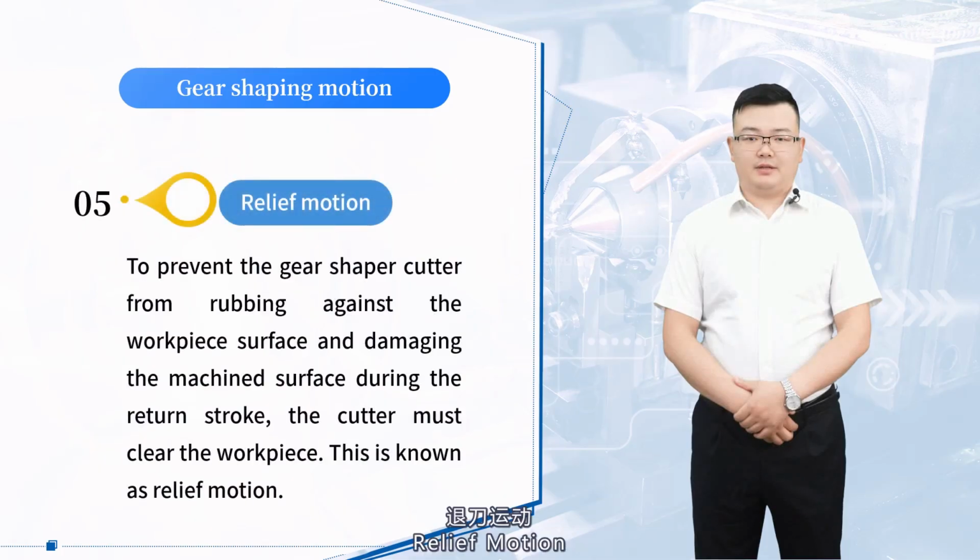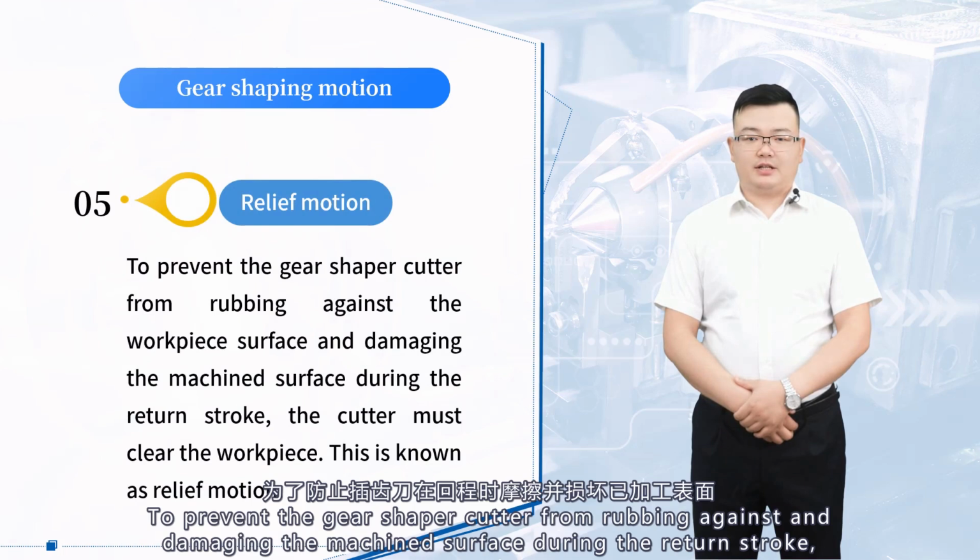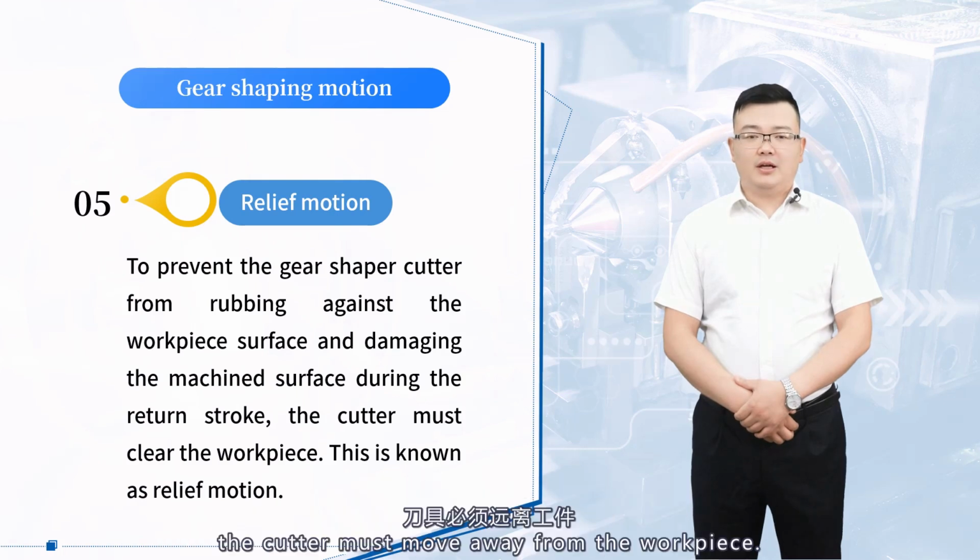5. Relief motion: to prevent the gear shaper cutter from rubbing against and damaging the machined surface during the return stroke, the cutter must move away from the workpiece. This is known as the relief motion.